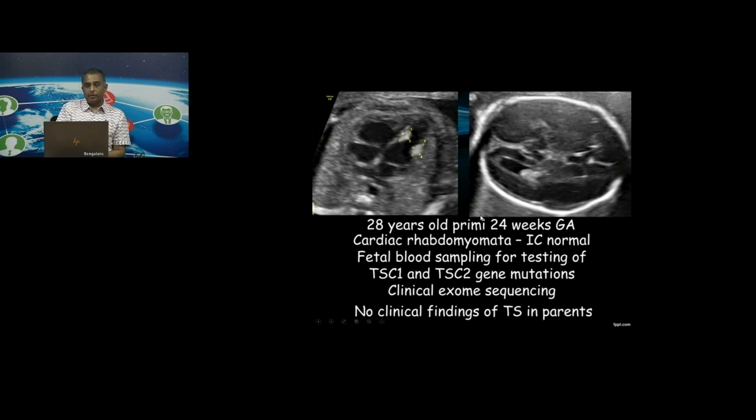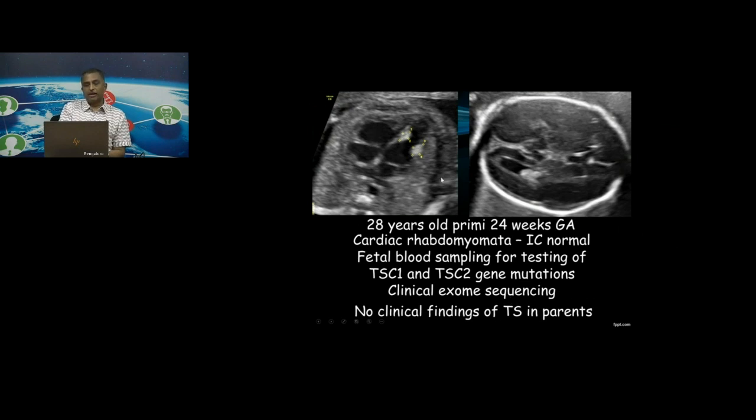So more than the rhabdomyomata, we are worried about tuberous sclerosis, and therefore we did a fetal blood sampling for testing of the TSC1 and TSC2 genes. Luckily, these are the two genes. Some conditions have a lot of genes, as we saw in the lissencephaly case, but this is fairly straightforward. Two genes, TSC1 and TSC2, clinical exome sequencing done. There were no findings of tuberous sclerosis in the parents.